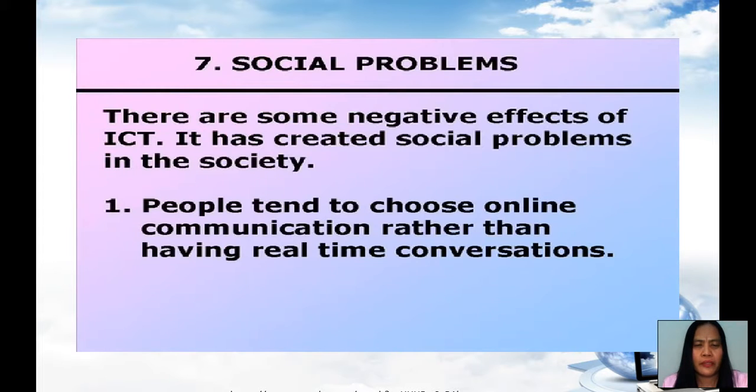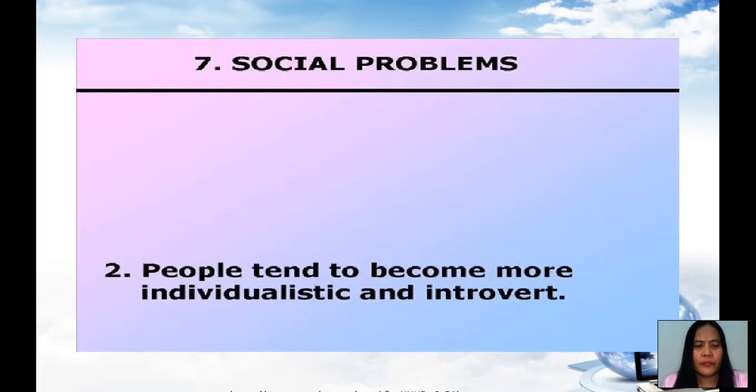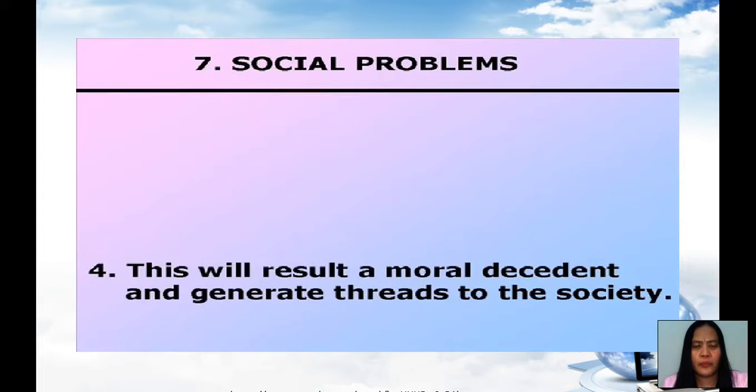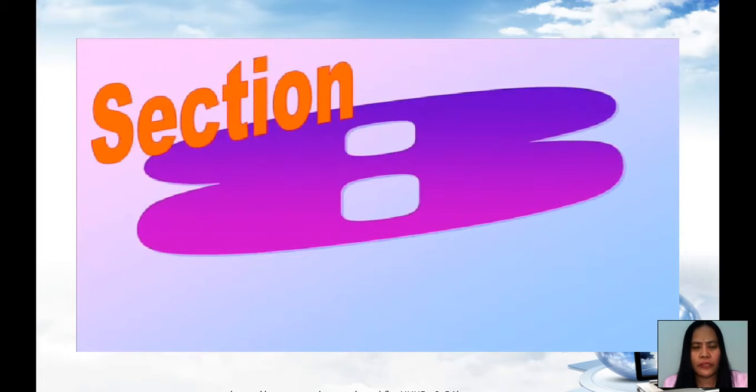Social problems. There are some negative effects of ICT. It has created social problems in society. People tend to choose online communication rather than having real-time conversations. People tend to become more individualistic and introvert. Another negative effect of ICT is fraud, identity theft, pornography, and hacking. This will result in moral decline and generate threats to society.